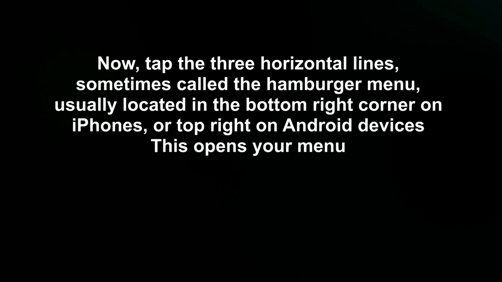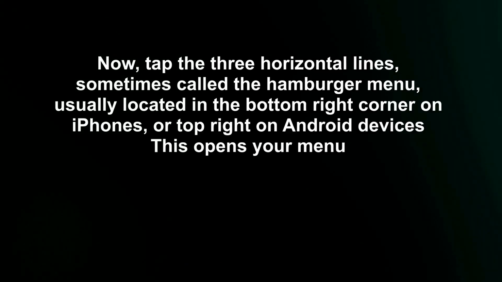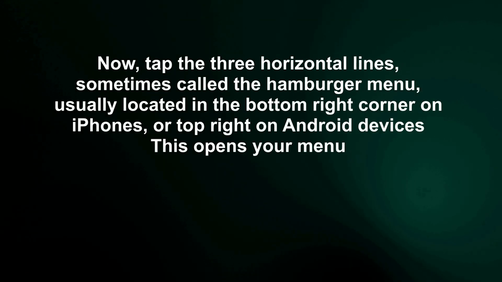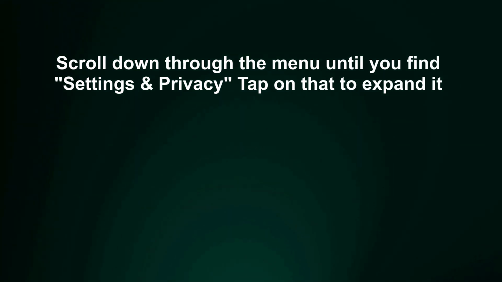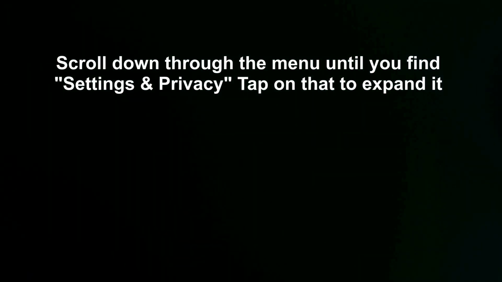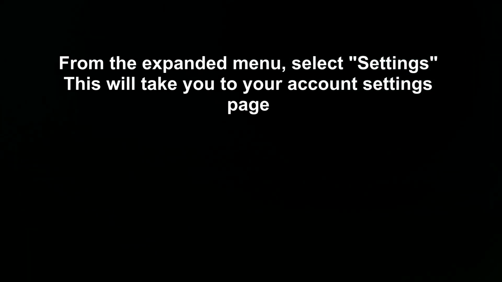Now tap the three horizontal lines, sometimes called the hamburger menu, usually located in the bottom right corner on iPhones, or top right on Android devices. This opens your menu. Scroll down through the menu until you find Settings and Privacy. Tap on that to expand it. From the expanded menu, select Settings. This will take you to your account settings page.